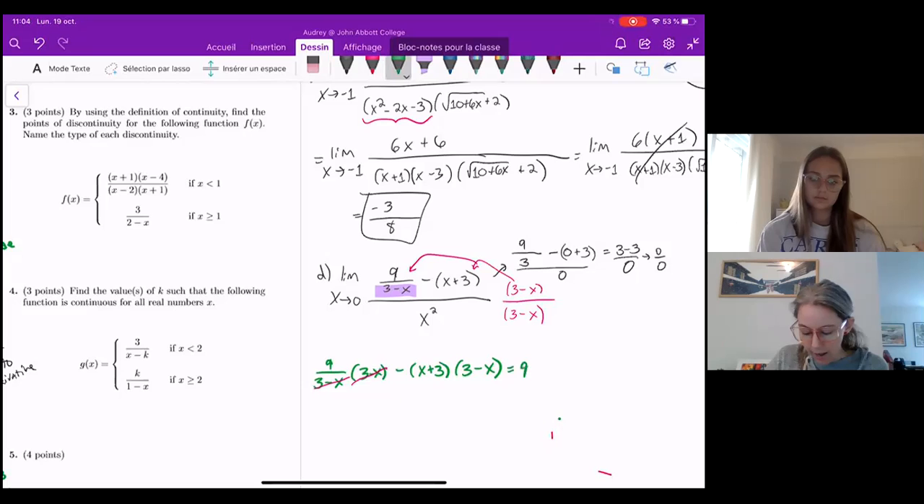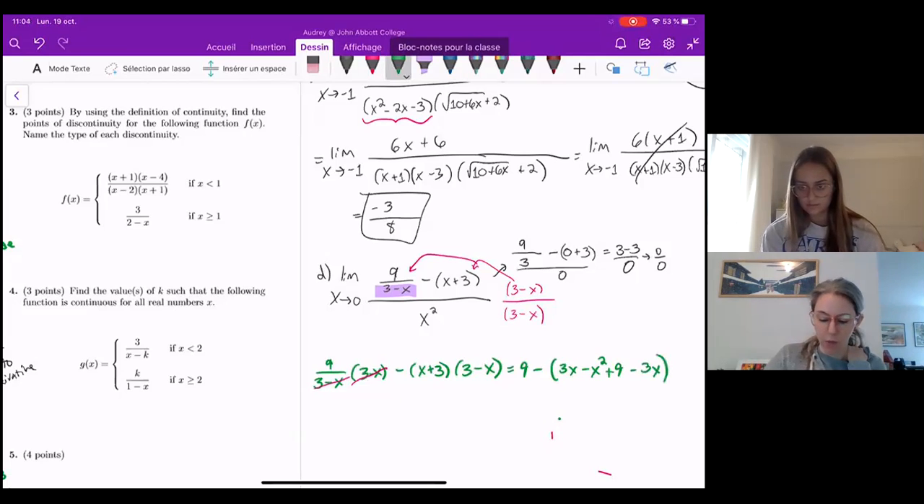And here I have 9 minus, I'm going to just expand this thing. So I'm going to do first 3x, outer minus x squared, inner plus 9 minus 3x. Those 3x's cancel out. And here I end up with 9 plus x squared minus 9.